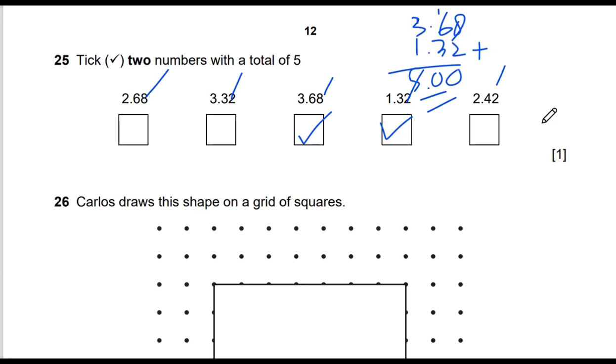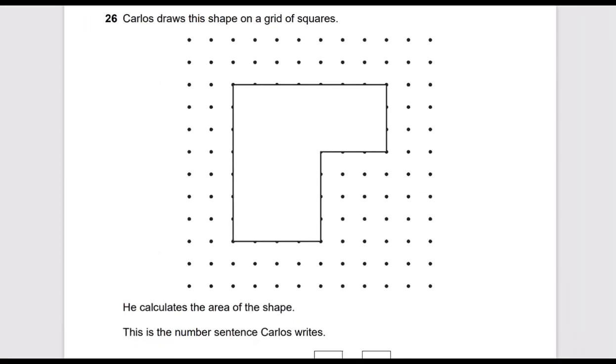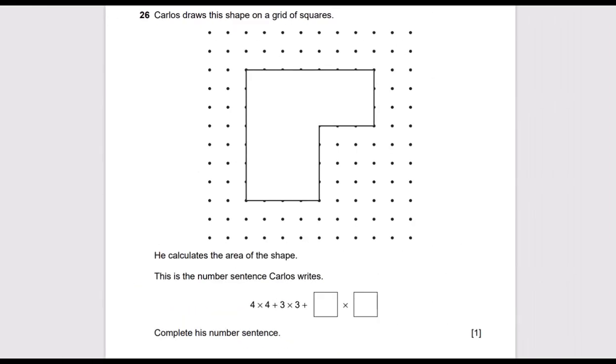Okay, guys, next. Number 26. Colin draws the shape on a grid square. Zoom out. He calculates the area of the shape. This is the number sentence Colin wrote, so complete his number sentence: 4 times 4 plus 3 times 3 plus a blank. The aim is to calculate the area. 4 times 4 is this one here: 1, 2, 3, 4, and 1, 2, 3, 4.